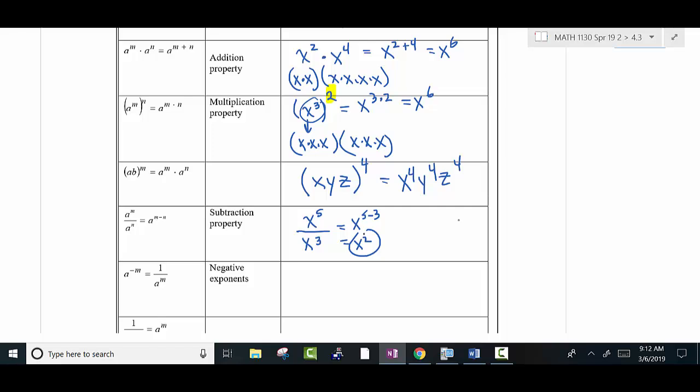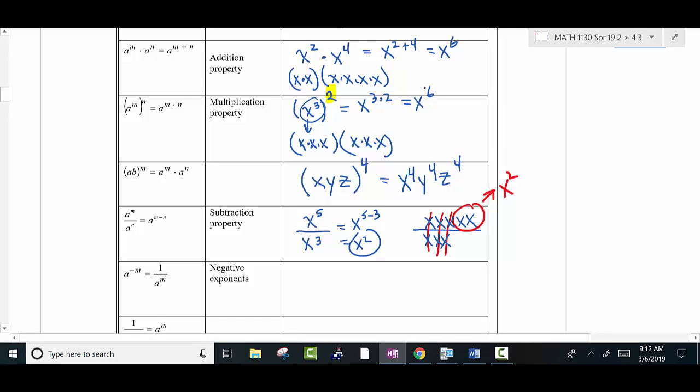So the reason for this is x to the fifth, of course, is 5 x's multiplied. X to the third is 3. All you're doing is dividing out those, and you're left with 2. Okay, that's why you subtract exponents. You're just taking off the ones that cancel anyway. Okay, so that'd be the idea.